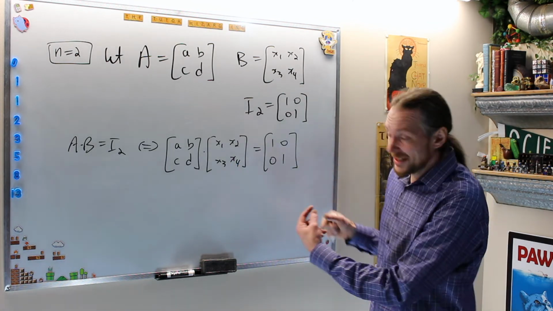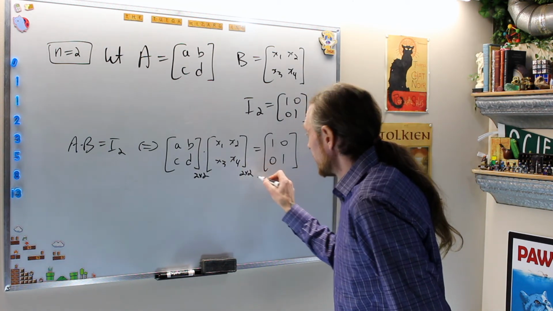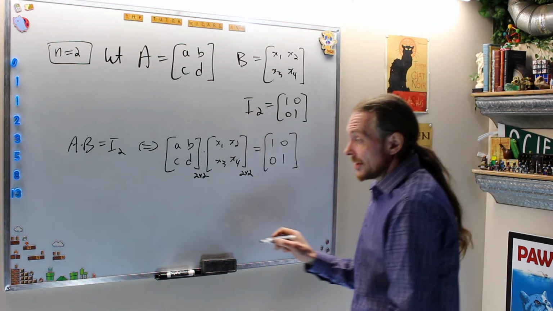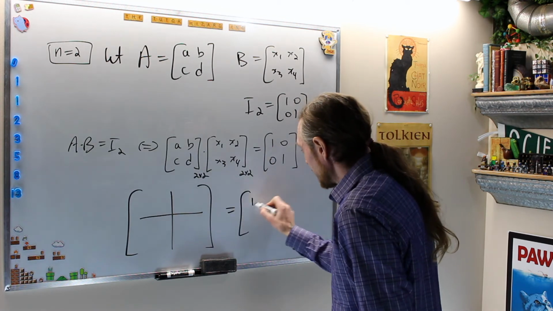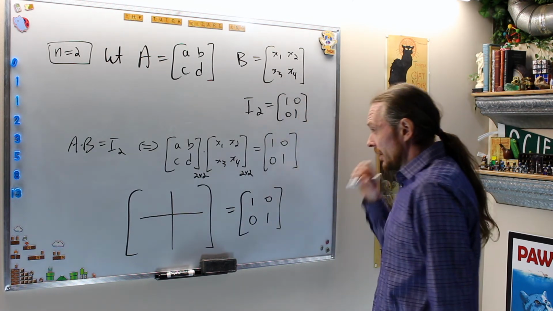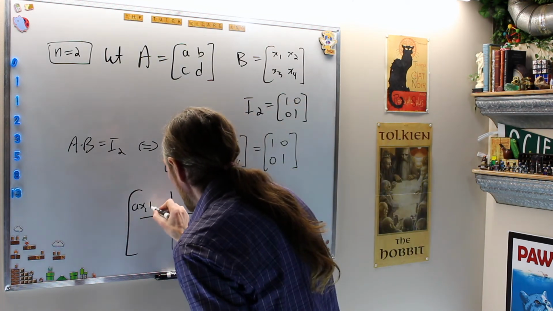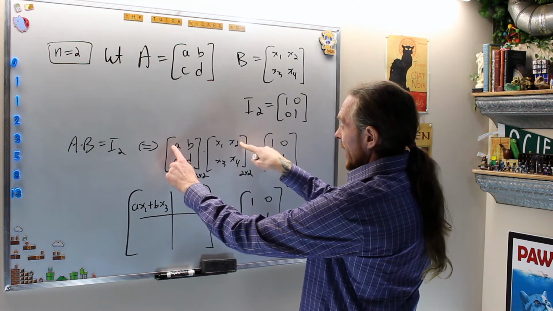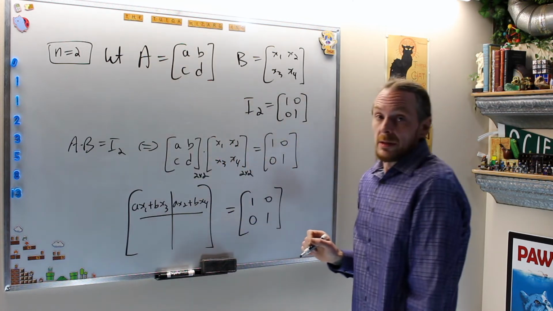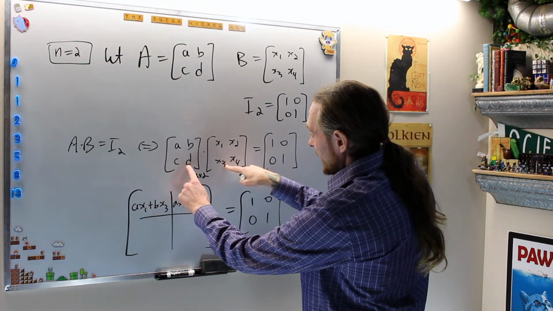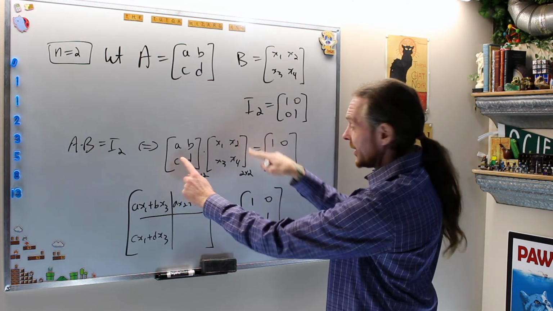But before we check that condition, let's actually do the matrix multiplication. This is 2 by 2, this is 2 by 2, and so the outcome should also be a 2 by 2 matrix, with 2 rows and 2 columns, and that has to equal [1, 0; 0, 1]. What do I get there? This is a times x1 plus b times x3, ax1 plus bx3, and then ax2 plus bx4. In the second row, it's cx1 plus dx3, and cx2 plus dx4.